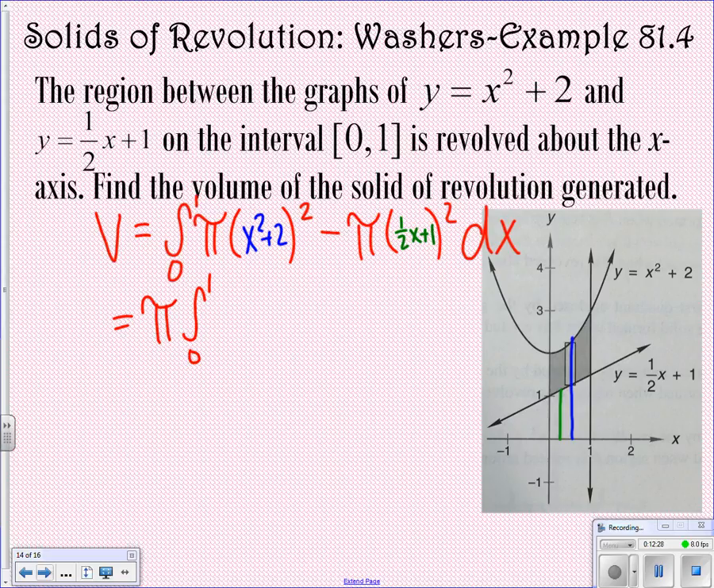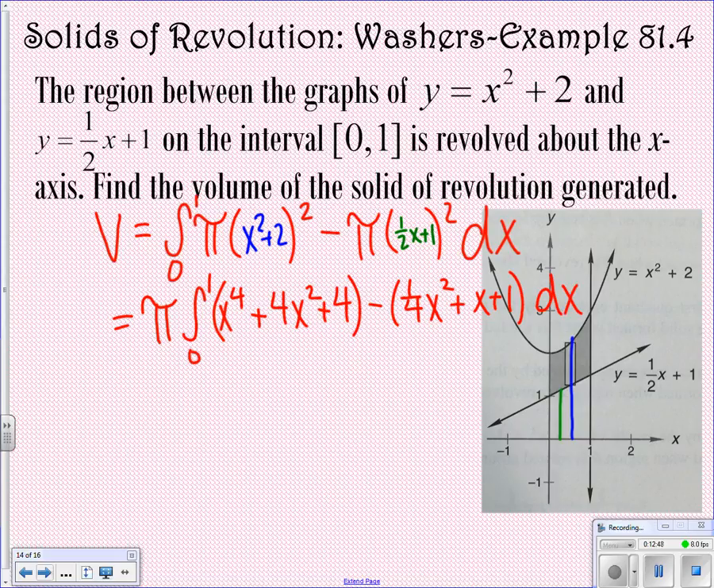So x squared plus 2, if you square that, it's going to be x to the fourth plus 4x squared plus 4. And then if you square this one, you're going to have 1/4 x squared plus x plus 1. And then with respect to x, we can combine a couple of the terms, so we'll go ahead and combine those. And we'll have x to the fourth, and then plus 15 over 4 x squared, and then plus x, and then plus 3.